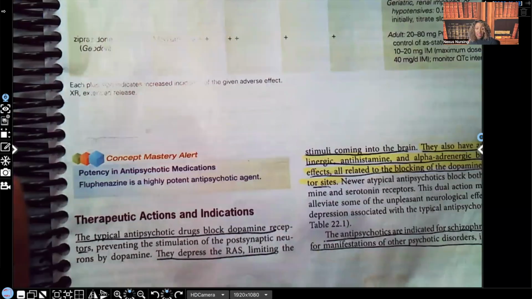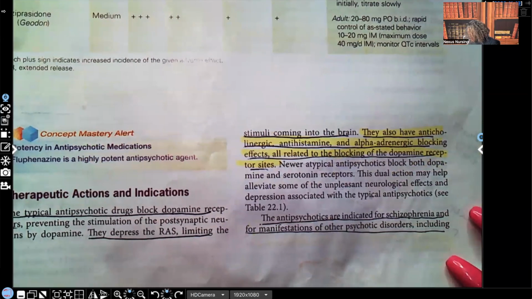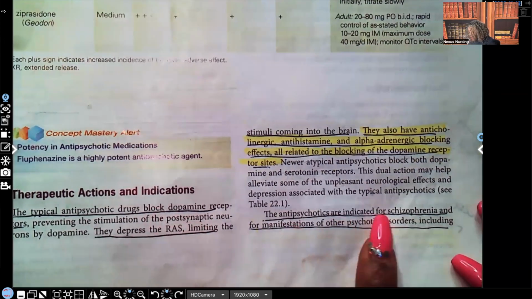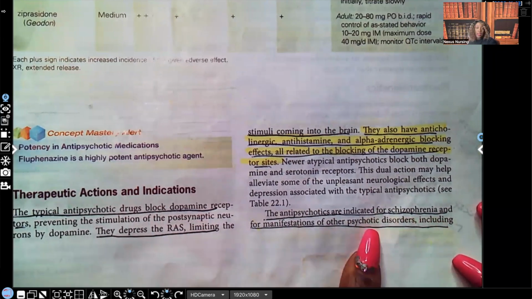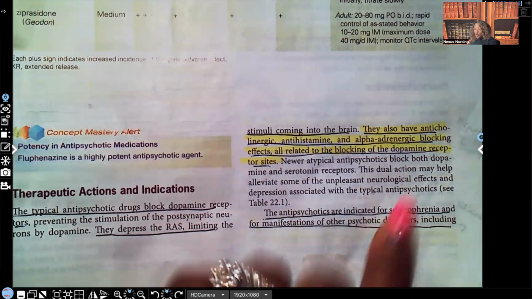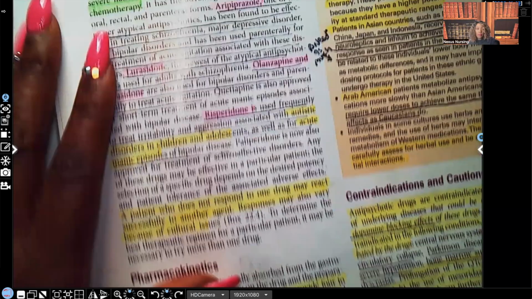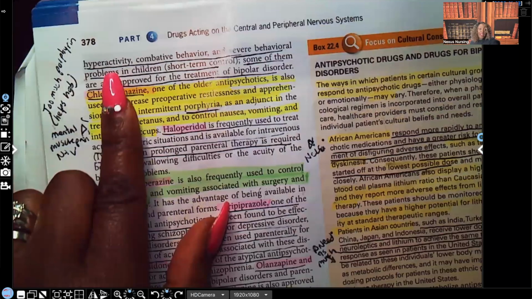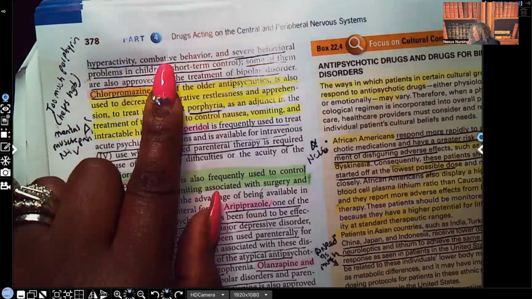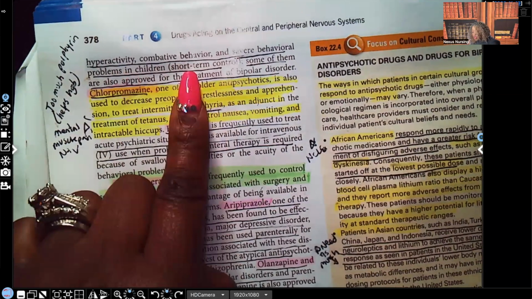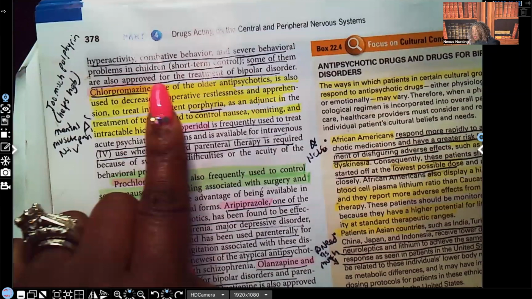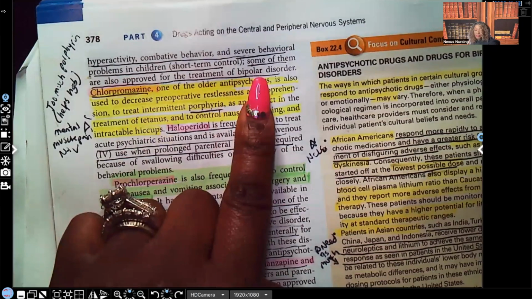Therapeutic actions and indications of the antipsychotics. The antipsychotics are indicated for schizophrenia and for manifestations of psychotic disorders, including hyperactivity, combative behavior, severe behavioral problems in children, and short-term control. Some of them are also approved for the treatment of bipolar disorder.